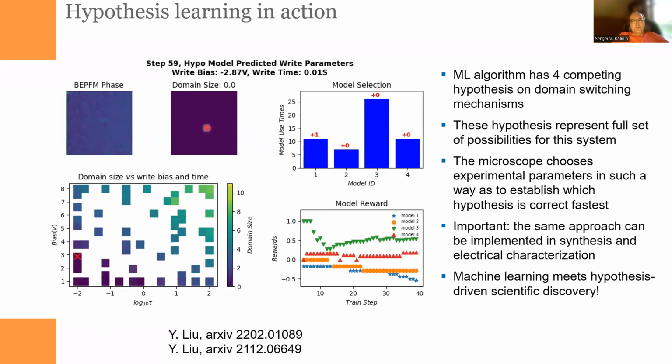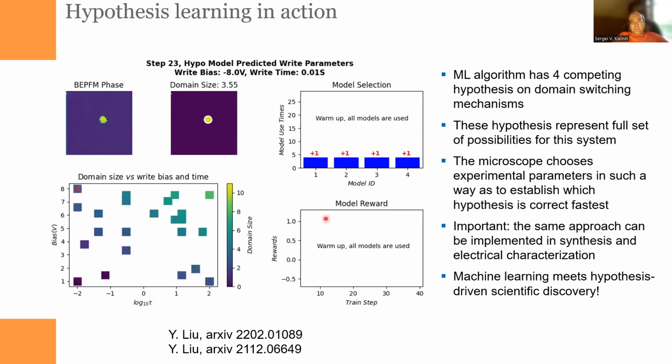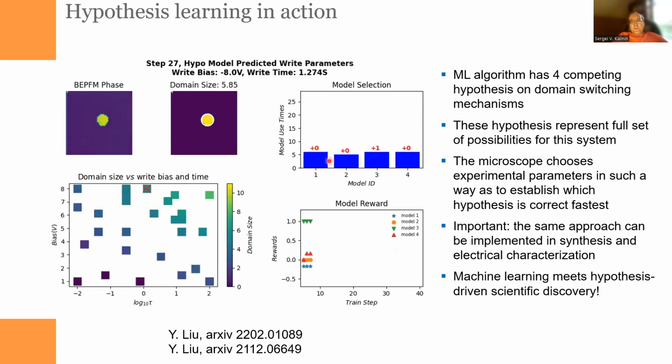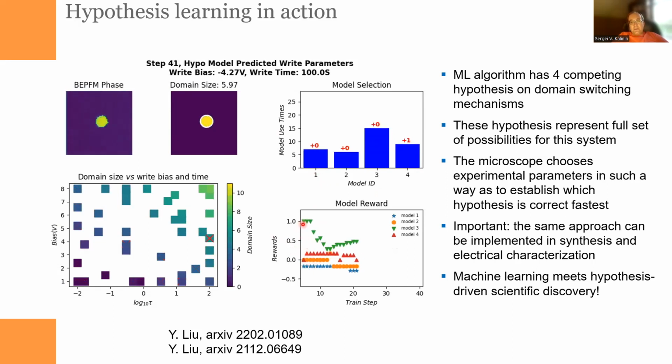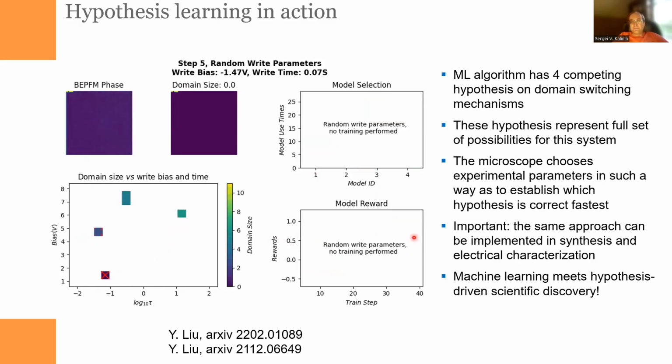And the workflow is fairly straightforward. We start with measuring the behavior of the system at several initial seed points. Then we train our hypothesis learning algorithm, and then we start to figure out which of the hypotheses is correct. You can see that in the beginning, it looks like the system prefers hypothesis number 3. Then it tried all possible hypotheses from 1 to 4. And by the end of the experiment, it clearly establishes the preference for hypothesis number 3.